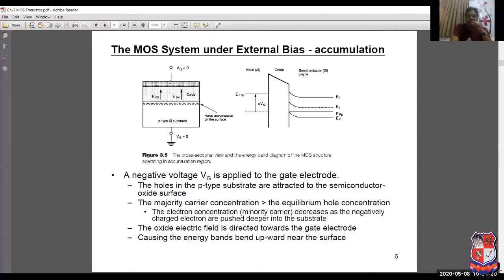At the gate terminal, if you apply some amount of negative voltage, then what will happen? We all know that in a P-type substrate, the majority carriers are holes, which are positive, and the minority carriers are electrons. When you apply the negative voltage, the minority carriers will be repelled because of the negative voltage applied at the gate. So minority carriers will go down, and the positive carriers, that is holes, which are also the majority in number, will be attracted and collected at the oxide substrate surface.